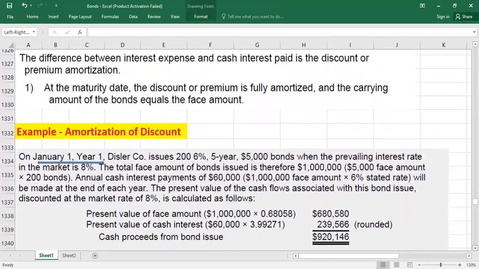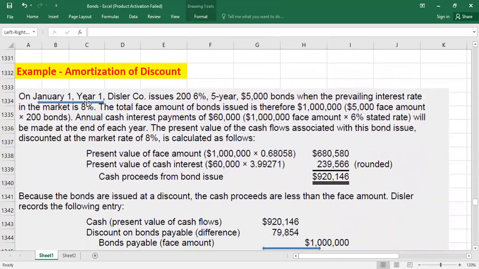Let's have a look with the help of an example. First of all, on January 1, year 1, Dizzler company issues 6%, 5-year, 5,000 bonds when the prevailing interest rate in the market is 8%. Actually, here we have a number of bonds, 200.